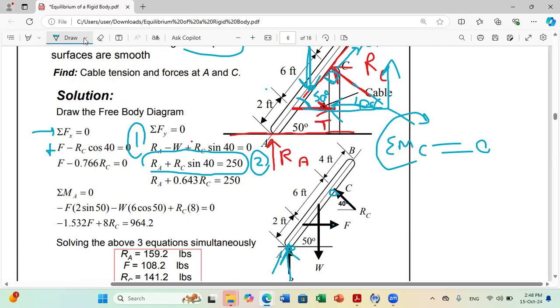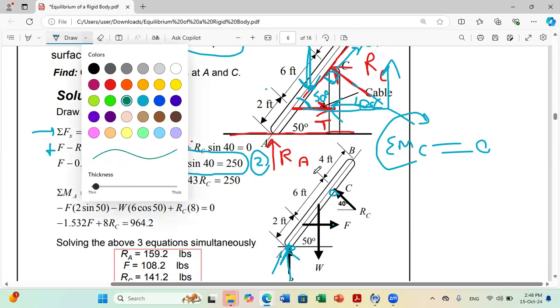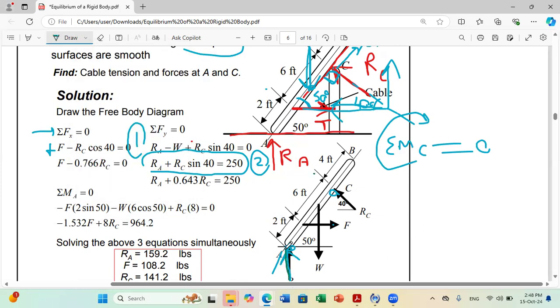To find the moment of RA about C, what is the technique? I extend the line of my force, and I draw the perpendicular from C to this line to get the distance. The distance is this one. If I look at my figure, I know that this is 2 plus 6, so this distance is 8. And this angle here is 50. So this perpendicular distance is 8 cosine 50.